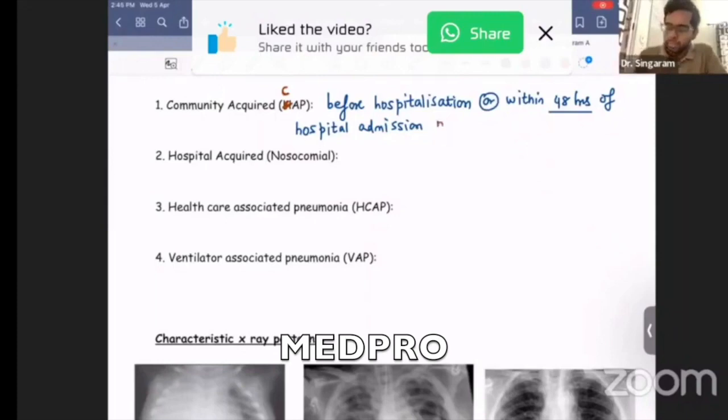The most common cause of this community acquired pneumonia, what is this? It is Streptococcus pneumoniae. The most common cause of this is Streptococcus pneumoniae.